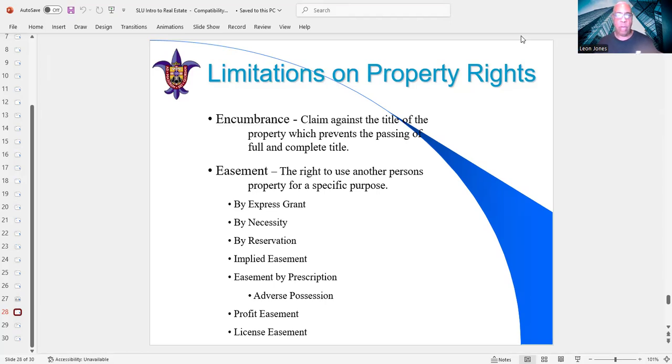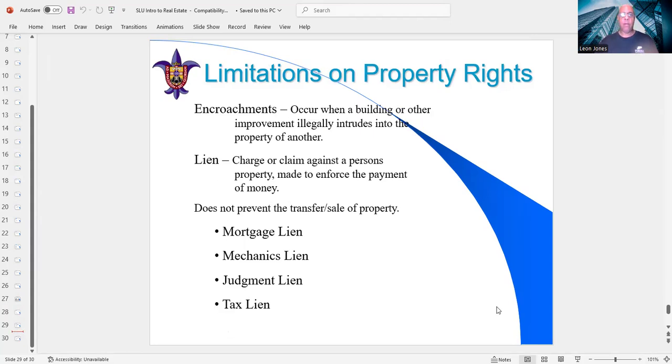And under easement, you have by express grant, by necessity, by reservation, by implied easement, easement by prescription, and under easement by prescription, you have adverse possession, then you have profit easement and license easement. Also, you have encroachments that occur when a building or other improvement illegally intrudes into the property of another.